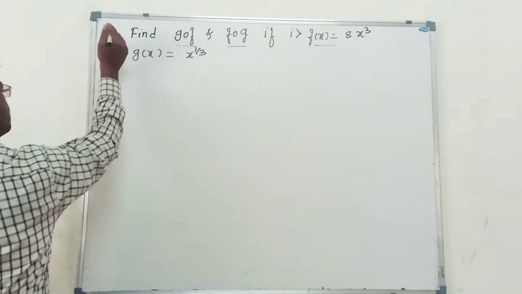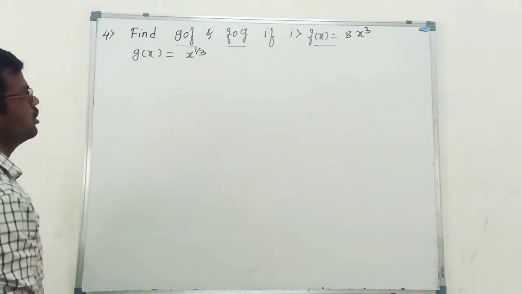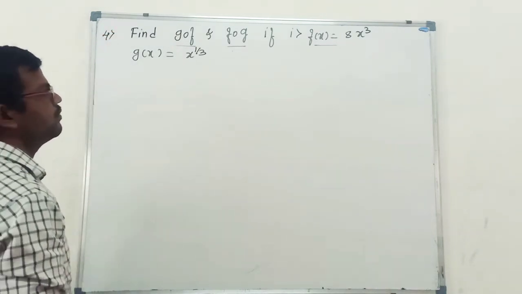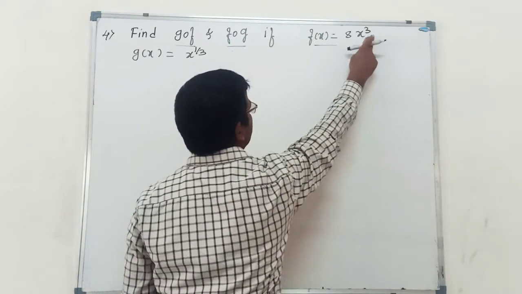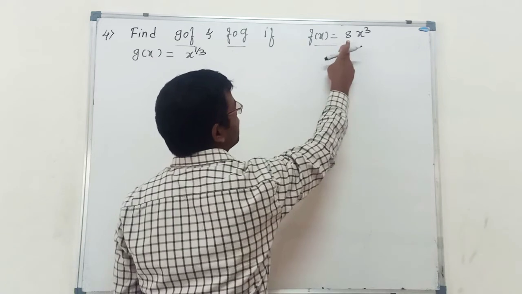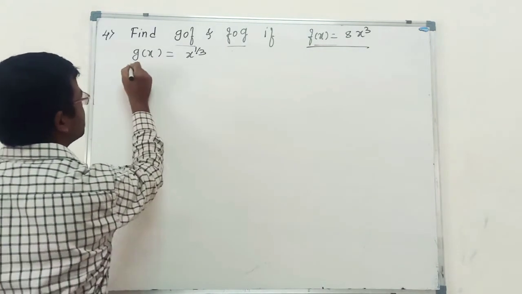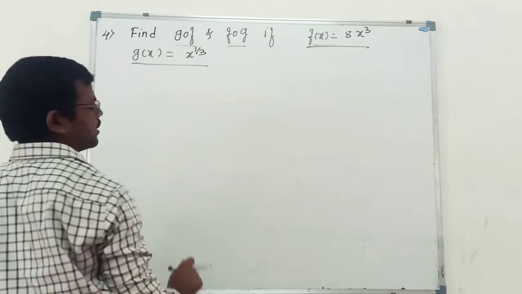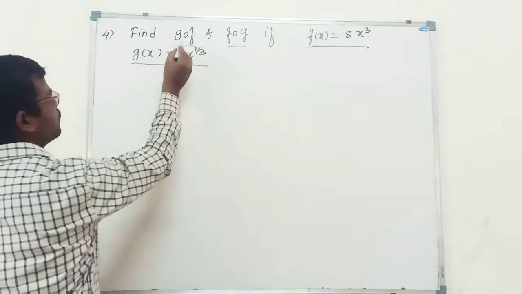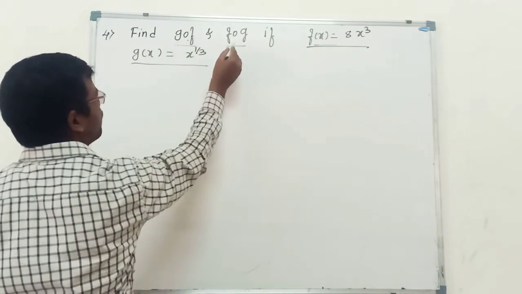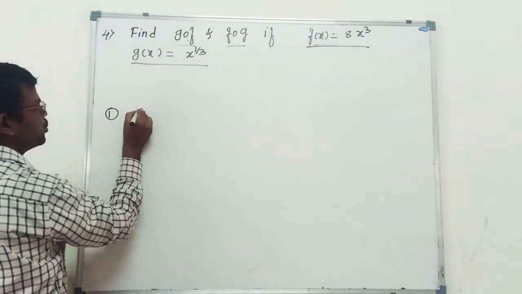So next, that is the fourth problem. Find the g composition f and f composition g if f of x is equal to 8x cube. F of x, how it is defined? 8x cube. That is very important. G of x, how it is defined? X raised to 1 by 3. Using this definition, what we have to find out? G composition f, f composition g. So first we will find out the g composition f.